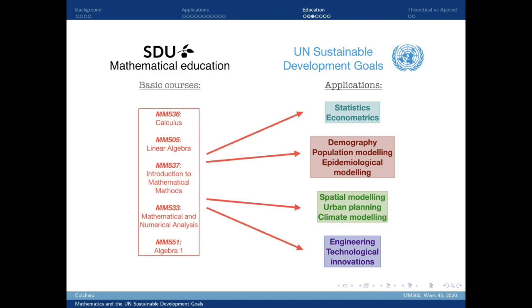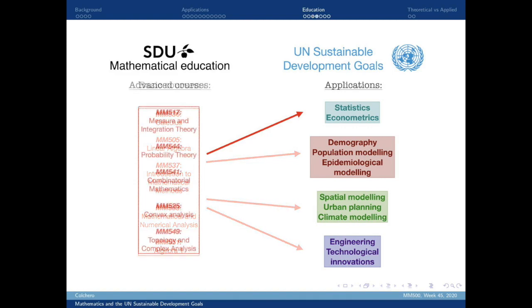For instance, the first courses that you are taking now, as a mathematician or an applied mathematician, such as calculus, linear algebra, introduction to mathematical methods, mathematical and numerical analysis, and algebra 1, are fundamental to be able to implement any of the areas of expertise for the UN Sustainable Development Goals. For those interested in statistics and its applications, such as econometrics, courses such as measure and integration theory, probability theory, combinatorial mathematics, convex analysis, or topology and complex analysis will give you some of the most advanced knowledge that you require to become a statistician.